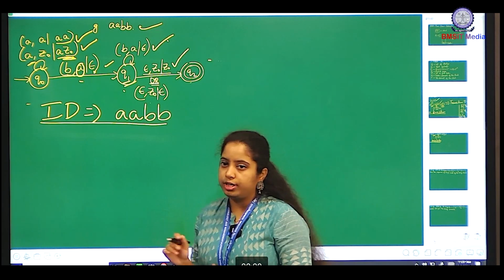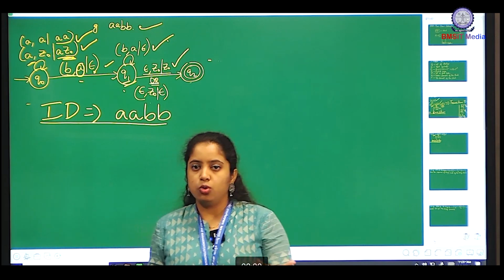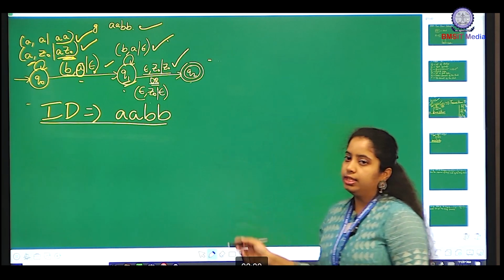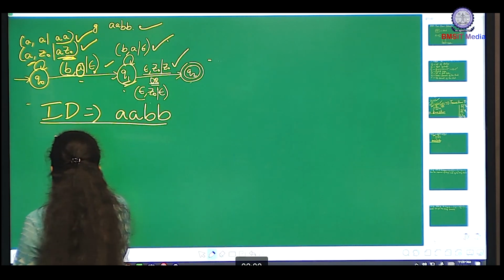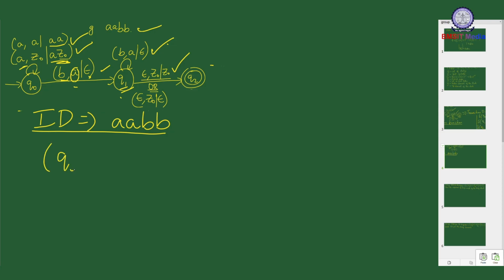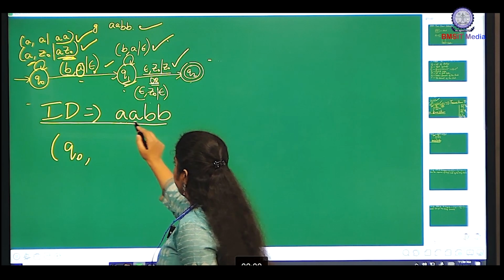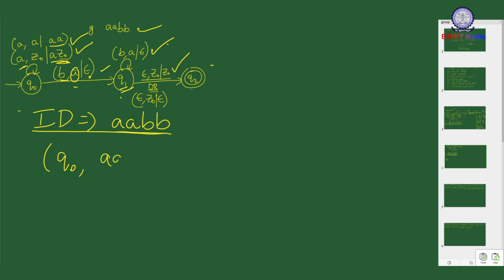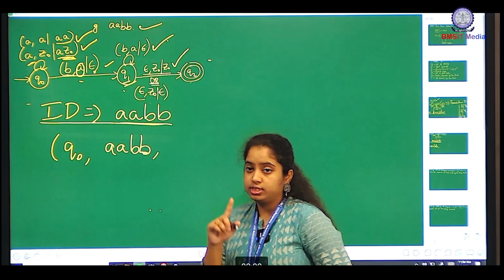We know how it works, correct? We have seen an example of taking a stack and how it works. We will show that in the instantaneous description. So, how to write that? Here we will have the start state, that is Q0, and your input string, that is AABB, and what is there in the stack?